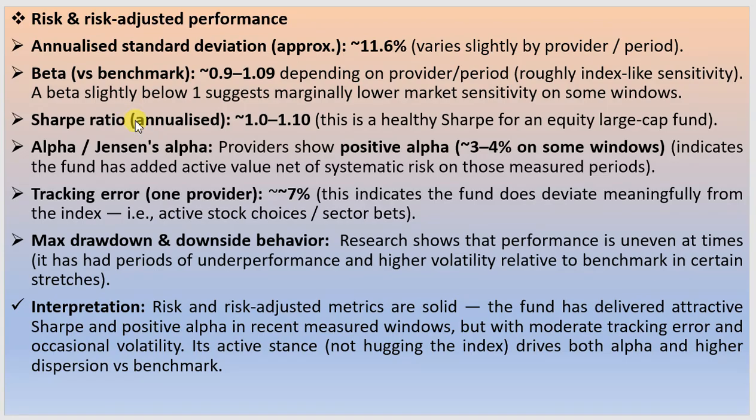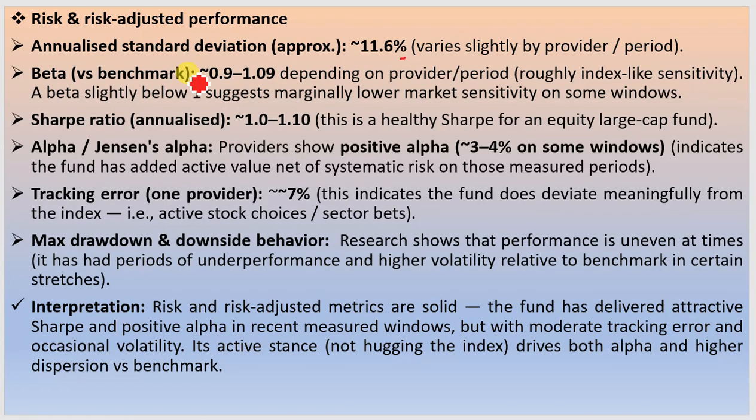Now, risk adjusted performance, annualized standard deviation. Interpreting the above results. Annual standard deviation 11.6% approximately, varies slightly per provider and per period. Beta versus benchmark 0.9 to 1.09 depending on provider and period. Roughly index-like sensitivity. A beta slightly below 1 suggests marginally lower market sensitivity in some windows.